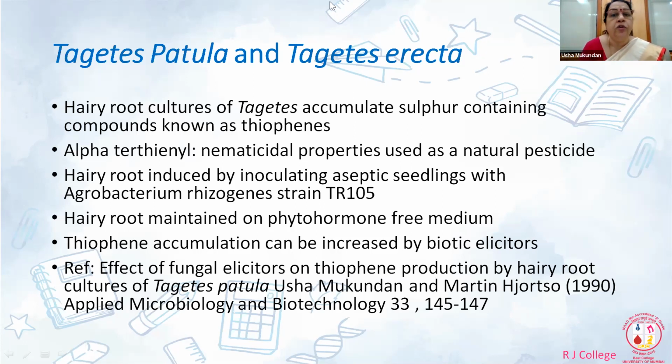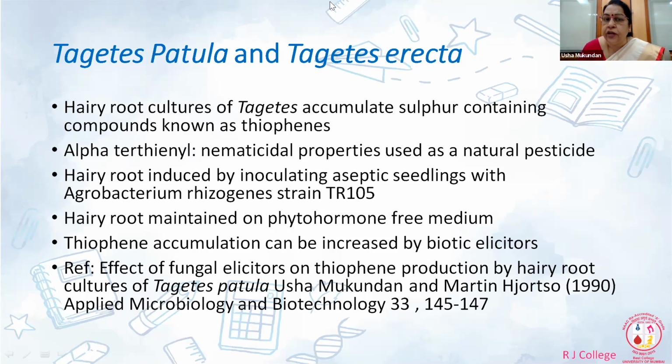So all these compounds are phototoxic, and they bring about membrane disruption, resulting in killing of these nematodes, which otherwise cause a lot of harm to crop plants. Okay, so thiophene accumulation can also be enhanced by using biotic elicitors, which you already have studied. So the biotic elicitor which we used are fungal derived.